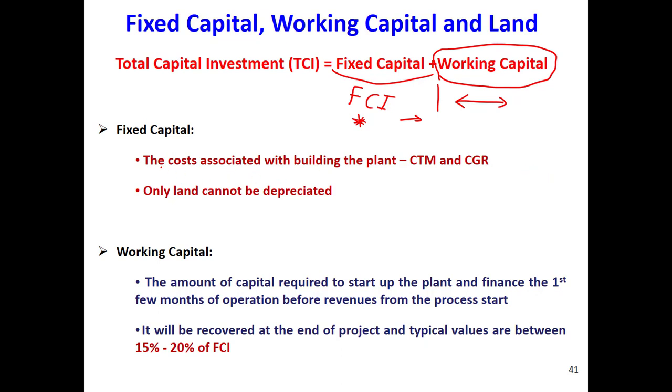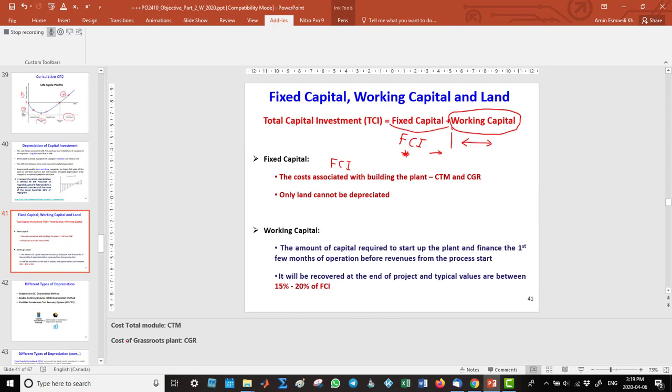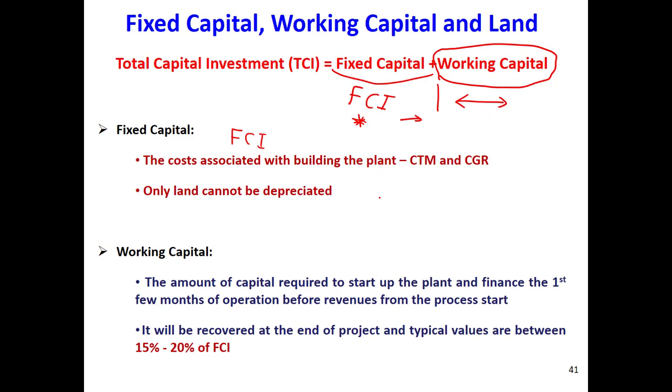The fixed capital cost, or FCI, we already talked about: all the costs that you have to build the plant. That is CTM and CGR. CTM is the total module cost. We can calculate it from the total module cost or the cost of the grassroots plant, CGR, that we already talked about in the previous slides. And again, most of the equipment that we have can get depreciated. Most of the things that we buy in the plant can get depreciated, and only land cannot get depreciated. Don't forget about that.